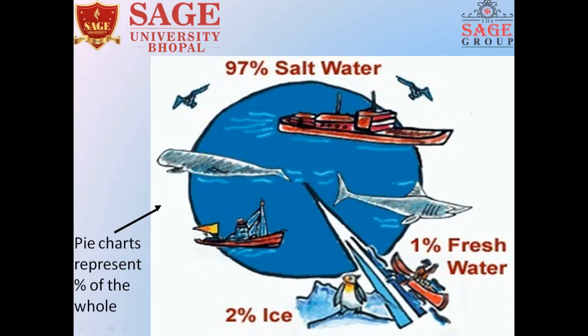Here, I will show you that only 1% of total water is available as fresh water, 2% is in ice form, and the remaining 97% is salt water, which is very huge.